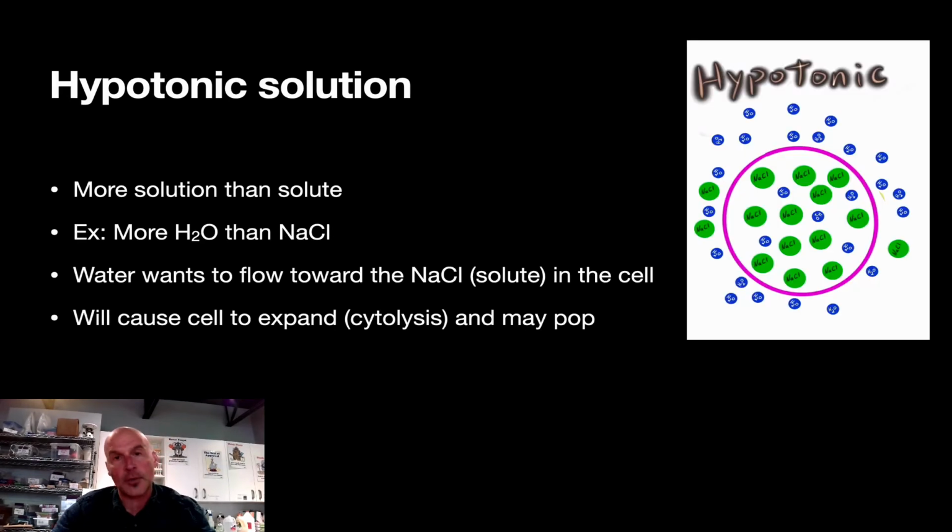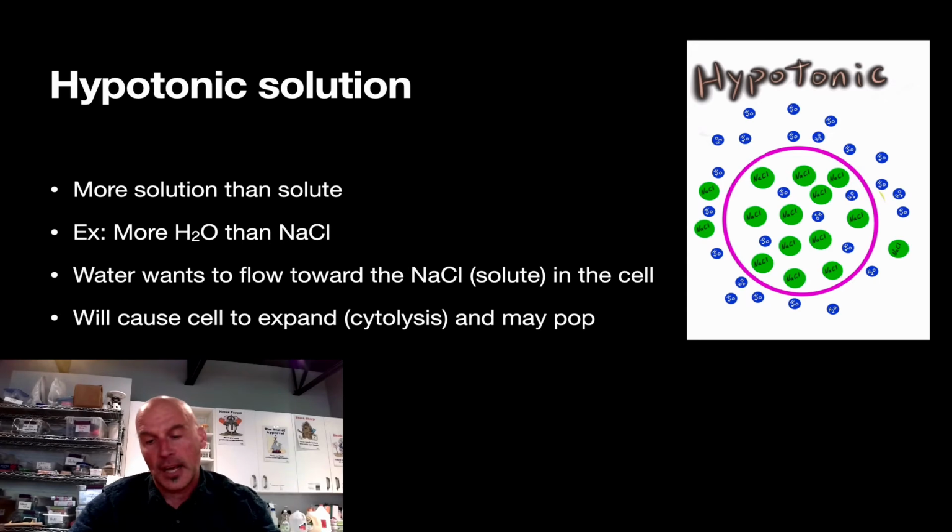This is what happens when you have a hypotonic solution. What that means is there's more solution than there is solute. So in this case, you're going to have more water than NaCl outside the cell, in the solution. So the water is going to want to flow toward the NaCl. In this case, the solute is the NaCl that's inside the cell. So you can see here that there's more solute, more salt inside the cell than there is outside, and so the water is going to want to flow into the cell.